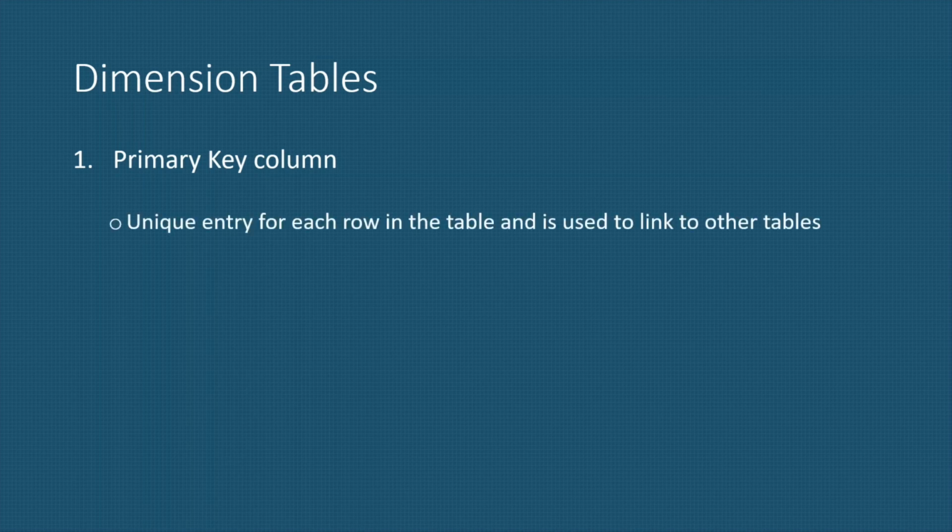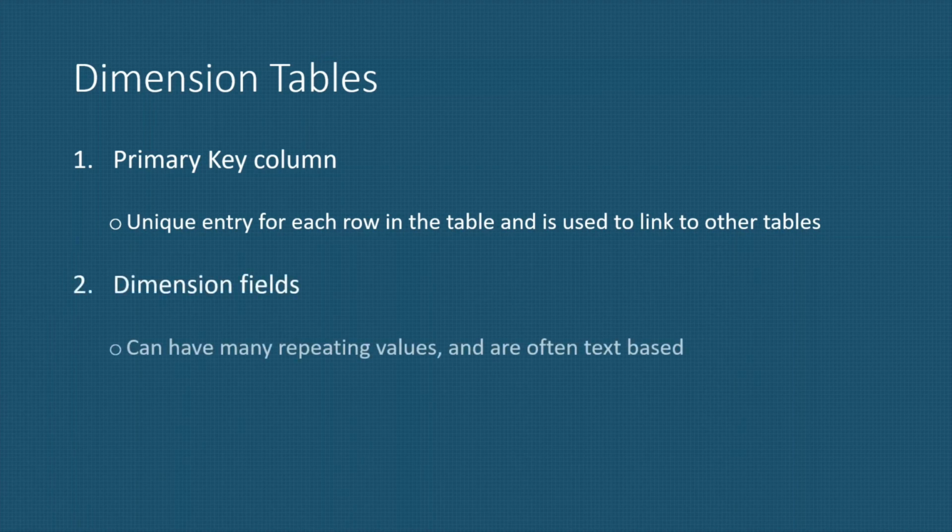Now, in a dimension table, we have something called the primary key column. The primary key column is a unique entry for each row in the table and is used to link to other tables. It's a unique identifier. And then we have dimension fields, and this can have many repeating values, and they're often text-based.